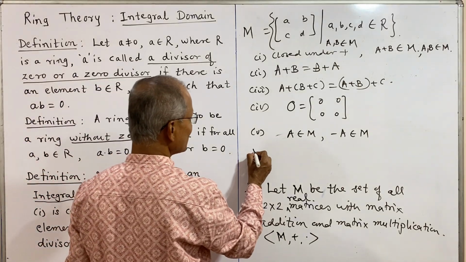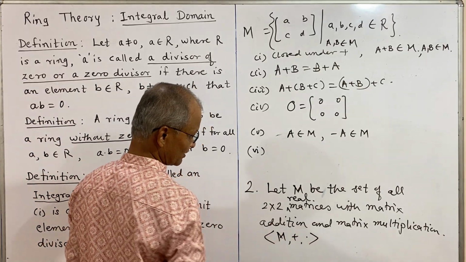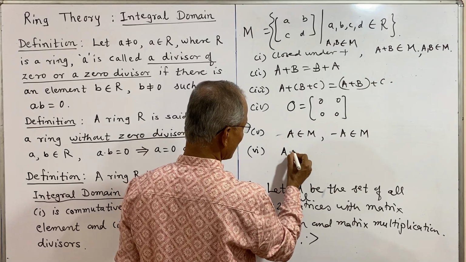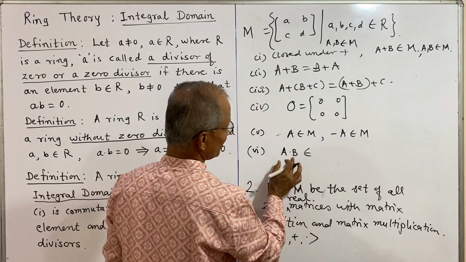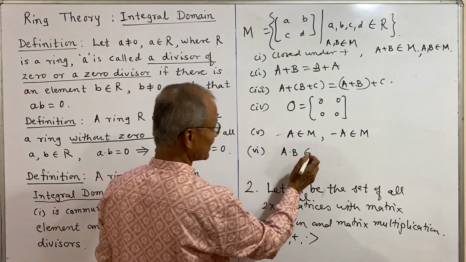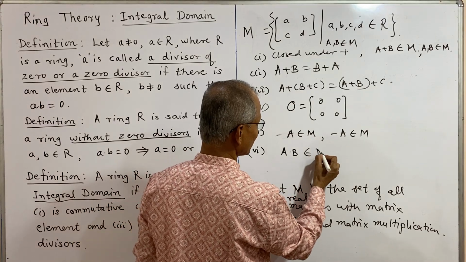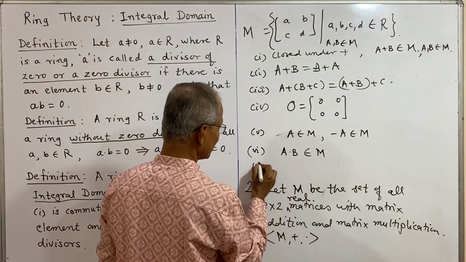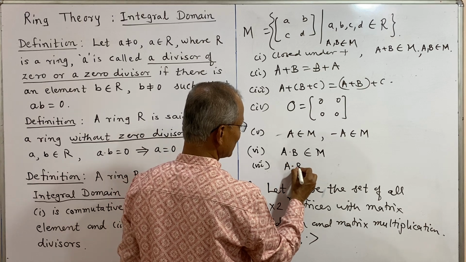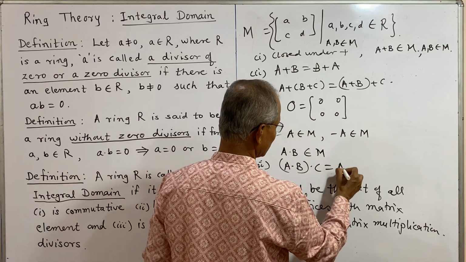Now next, the dot is closed, that is, the product of two matrices of order 2 is again a matrix of order 2, and therefore it belongs to M. And further, matrix multiplication is also associative.